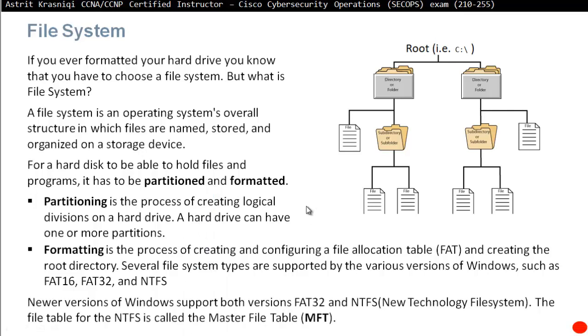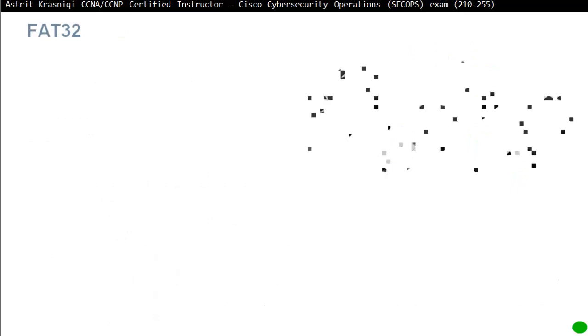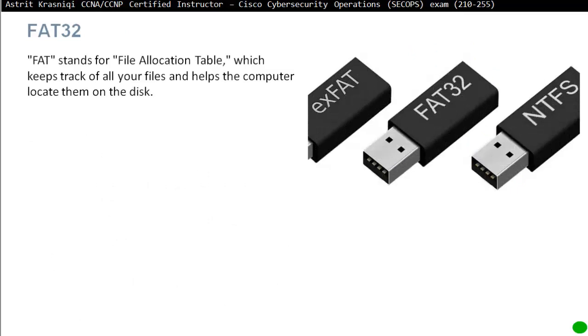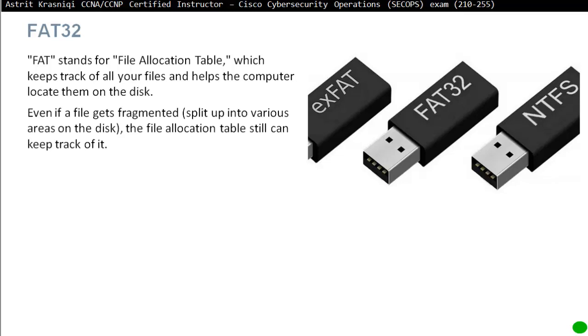Newer versions of Windows support both FAT32 and NTFS. The file table for NTFS is called the master file table. Now, FAT32, like we said, stands for File Allocation Table, which keeps track of all your files and helps the computer locate them on the disk. So even if our files get fragmented, split into various areas on the disk, the File Allocation Table can still keep track of them. I'll explain this as well.